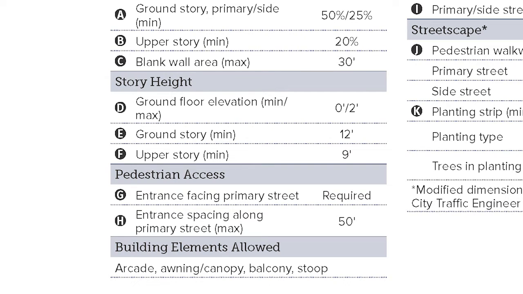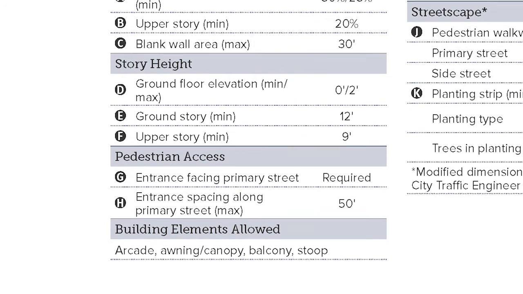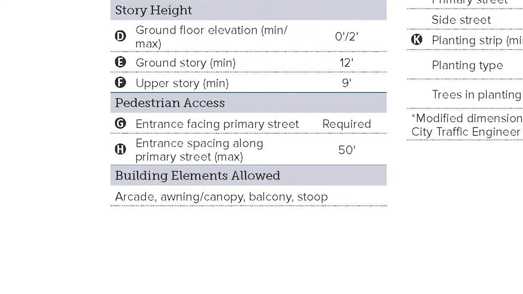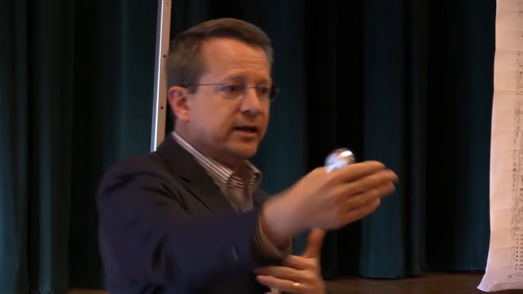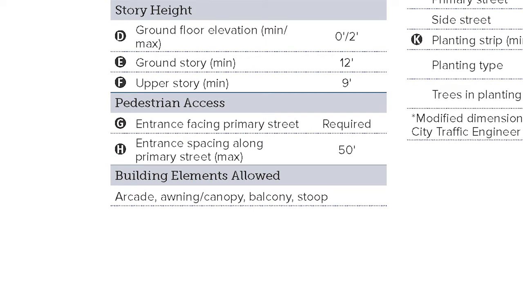So 12 feet for the ground story for the retail and 9 feet above for office or residential that might be in upper stories. Pedestrian access, there is an entrance facing the primary street required. So even if your parking lot's over here on the side or back behind, you have to have an entrance out there on the street. And that entrance on the street has to be spaced no more than 50 feet from the edge of your building, or if you have a very long building, from the next entrance.